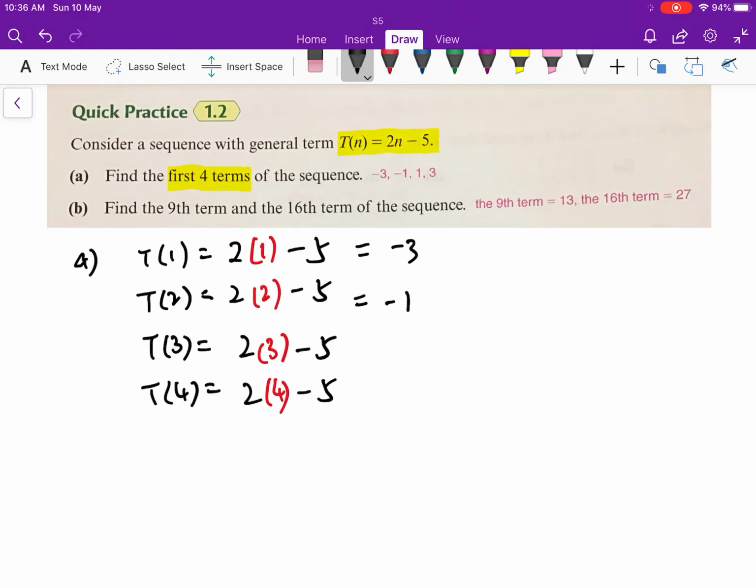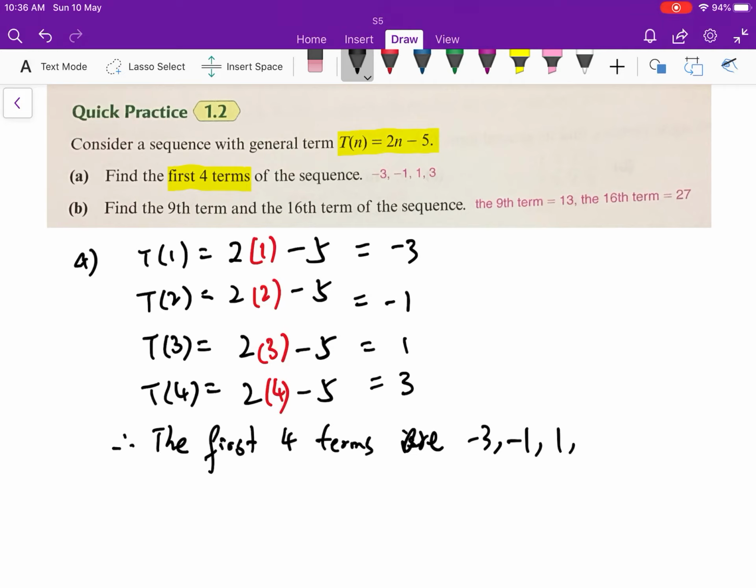It's not difficult. In this chapter, if you know the formula and the skill, the questions will be super easy. So this is our first 4 terms. Do remember to answer the question: the first 4 terms are -3, -1, 1, and 3. So this is your A part.